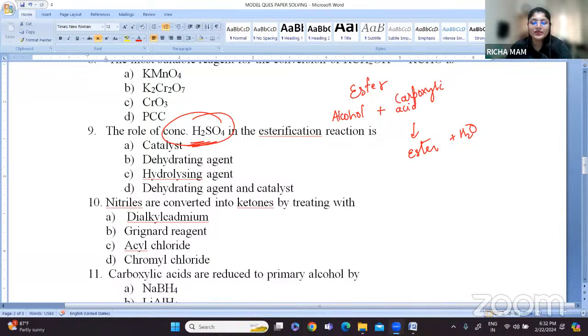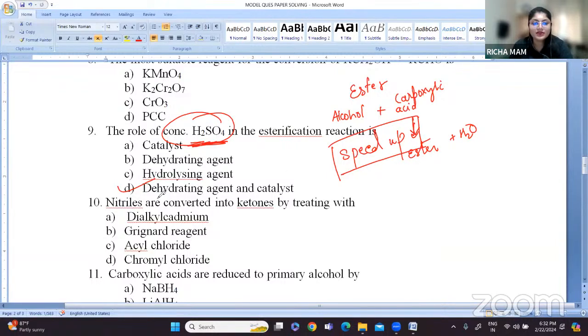So the answer is D. It is used as a dehydrating agent, also as a catalyst. Concentrated H2SO4, when we use it in the esterification reaction, will speed up the reaction also. Because what is the role of the catalyst? It will speed up the reaction. And esterification reaction is a fast, speedy reaction, you can see.